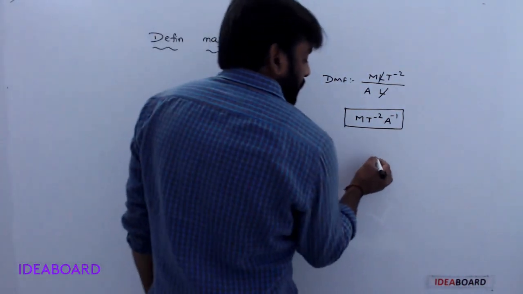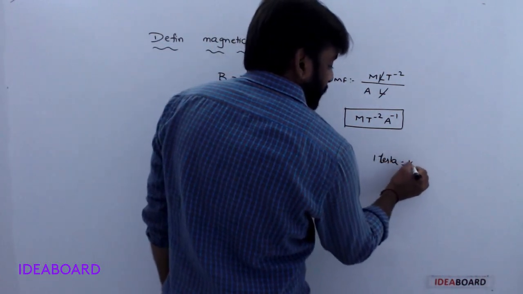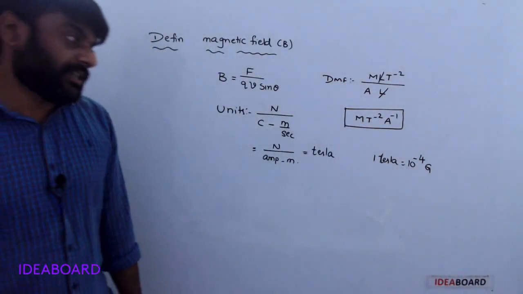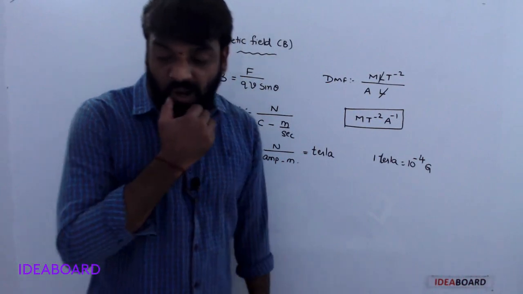So, 1 Tesla is equal to 10 to the power of 4 Gauss. Gauss is the smaller unit. 1 Tesla is nothing but 10 to the power of 4 Gauss.